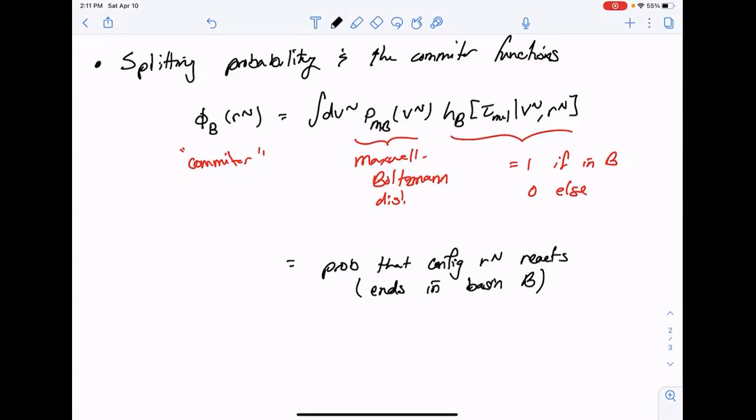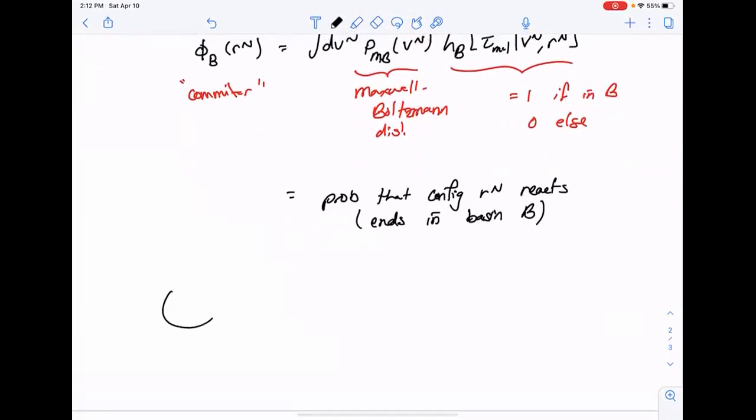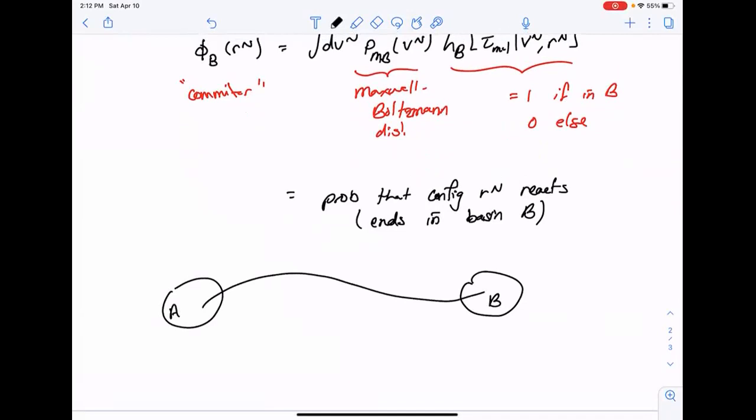So I pick a configuration, I run the dynamics from a Maxwell-Boltzmann distribution of velocities for a short amount of time, and I ask, do you react? Is this a reactive configuration? Is it sucked into the basin of attraction of B? We could pictorially illustrate this. Imagine that this is basin of attraction A, what we mean by our reactant state. Here is B. Maybe there is an example of a reactive trajectory with configurations along the way.